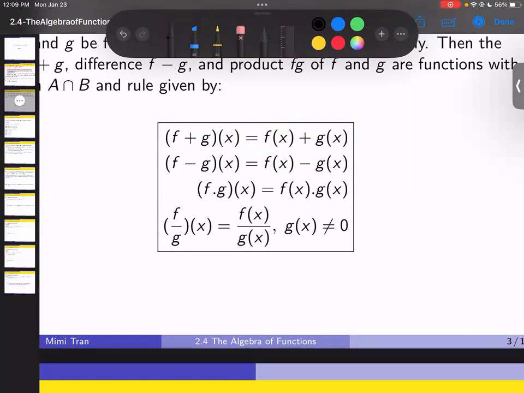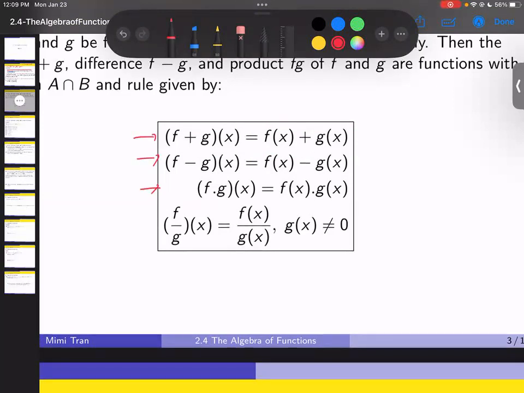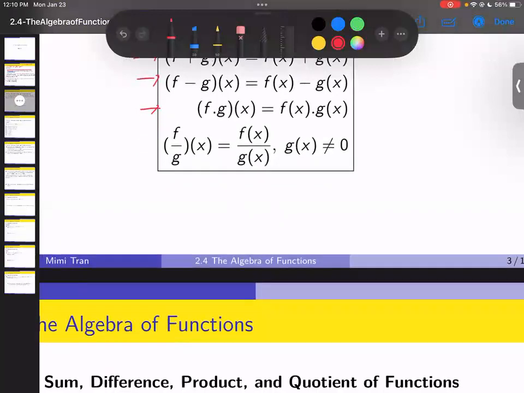Same thing with the minus. Same thing with f times g of x. Now, f divided by g of x is a little bit different. If you rewrite it, it'll be f of x divided by g of x. The domain is still the intersection between A and B, excluding wherever the denominator is going to be 0. Right? So a bit more tricky because of the rational function.